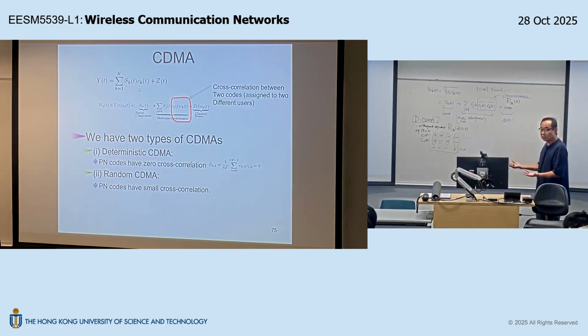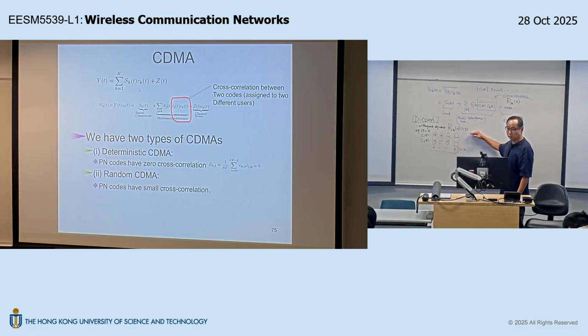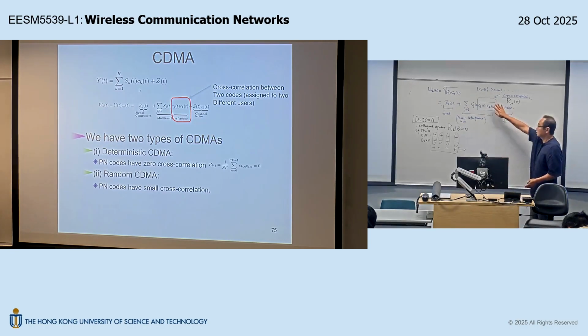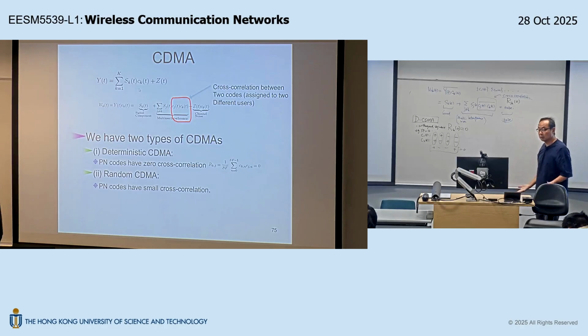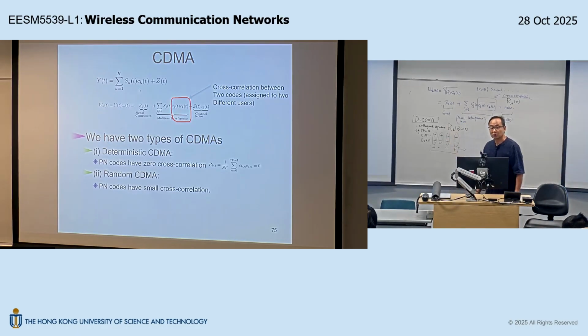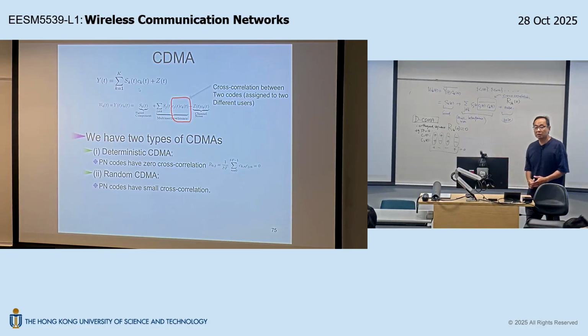Now you can design the sequence, and if you design the sequence in such a way that they are orthogonal, then the multi-user interference term is gone. That means after despreading, you don't have to worry about this interference term. You only have to worry about the noise. So this would be nice, right? So that's the motivation of designing the sequence like this. If you design a sequence like this, this is called deterministic CDMA.